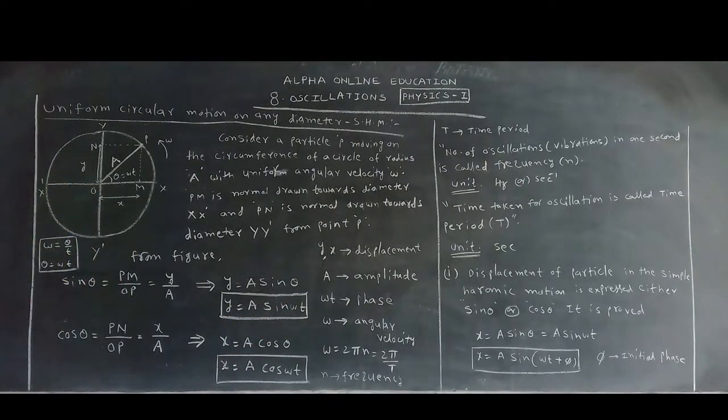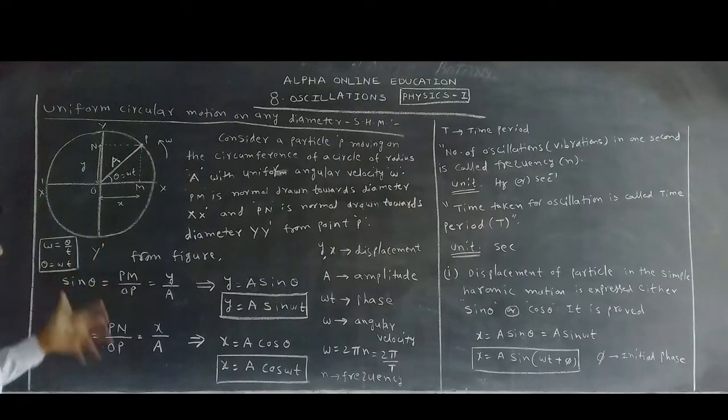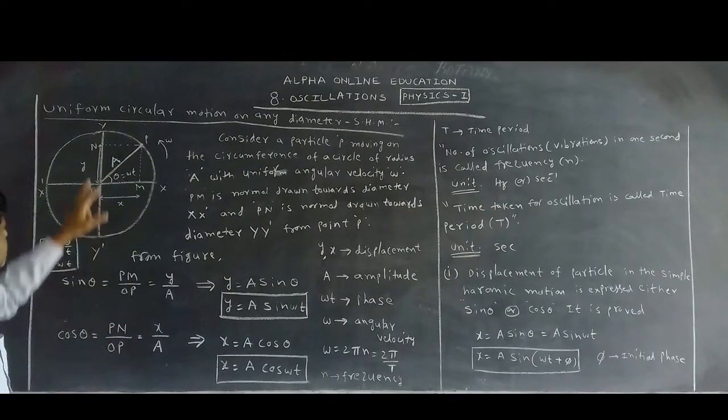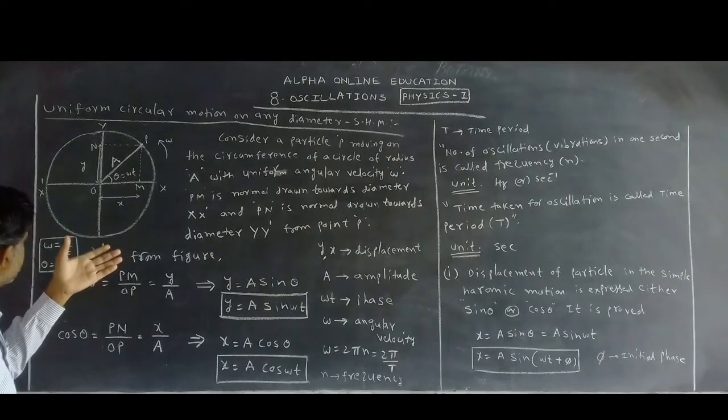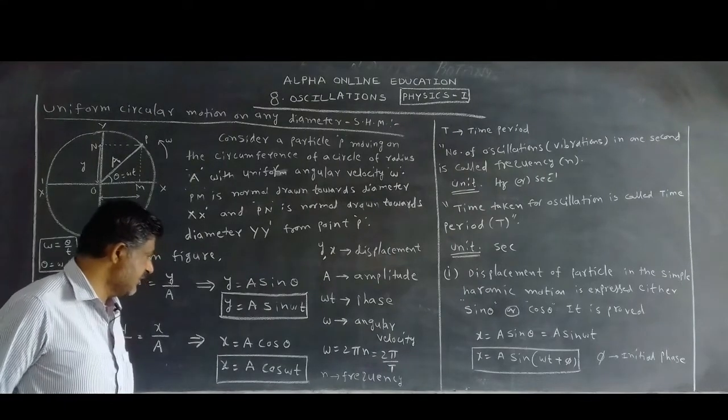From the figure you write the cos theta. What is the formula of cos theta? Adjacent side by hypotenuse. What is the adjacent side? PN or OM, anyone. By hypotenuse is OP. What is PN? PN is equal to X. What is the cos theta? Adjacent side by hypotenuse, PN by OP. What is PN from the figure? X. What is OP from the figure? A. So X is equal to A cos theta.